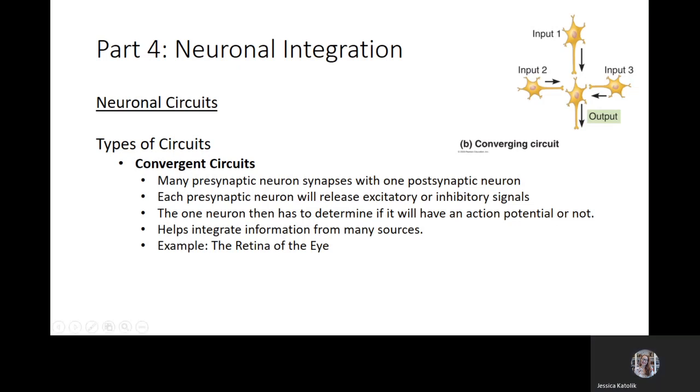So a single stimulus going to a neuron and being picked up by the dendrites or the cell body may not be enough to initiate an action potential in that neuron. Sometimes you need multiple stimuli to be able to initiate an action potential. So sometimes one stimulus isn't enough, you need more than one, and they have to sum up to get to an action potential.